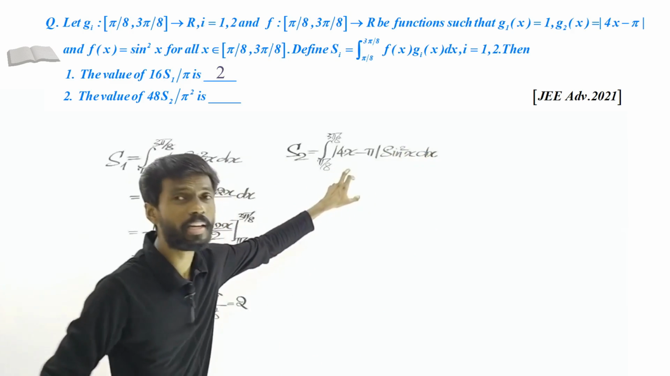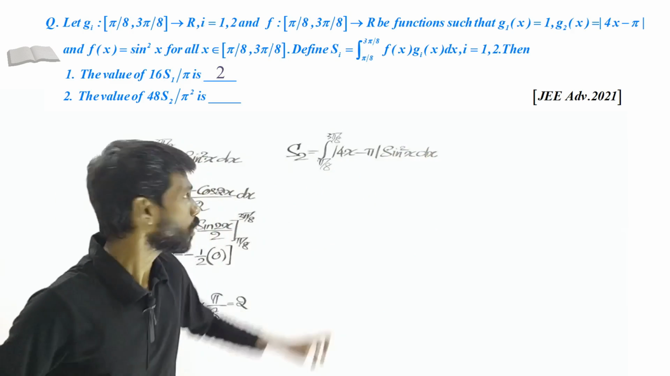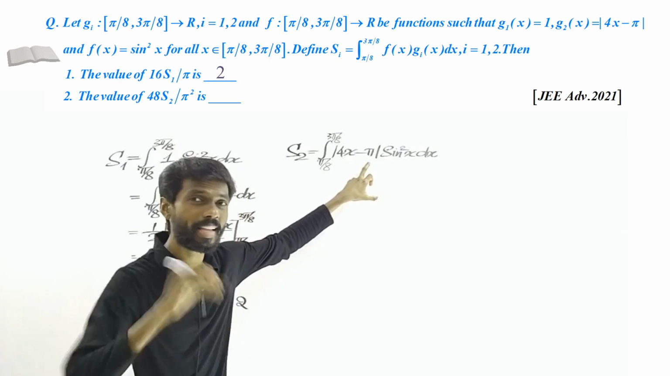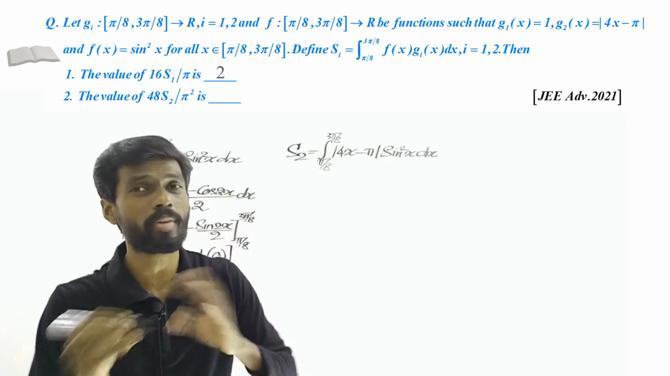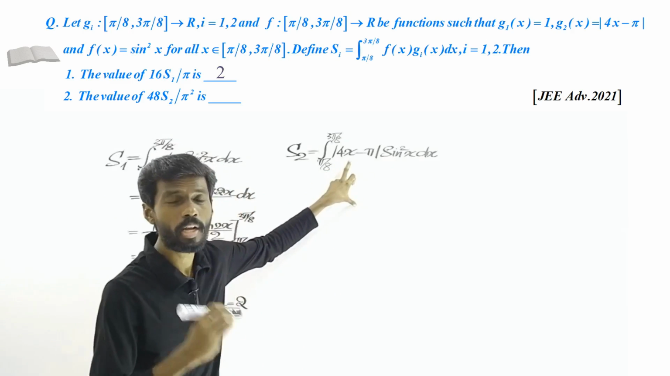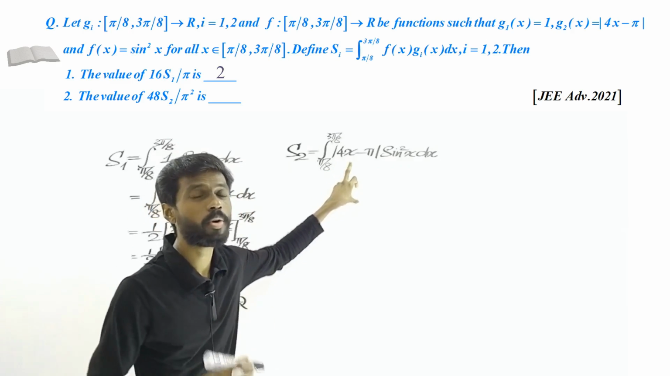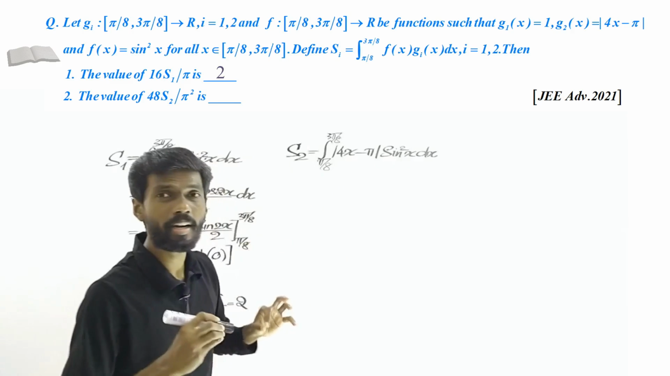Now modulus is there, so we have to split the integral into two parts, at the point where this function 4x minus pi becomes 0, because we want to know where it is positive and negative. I think it is at the point pi by 4. So less than pi by 4 and greater than pi by 4, we have to split it into two parts. But instead, let us try something else.